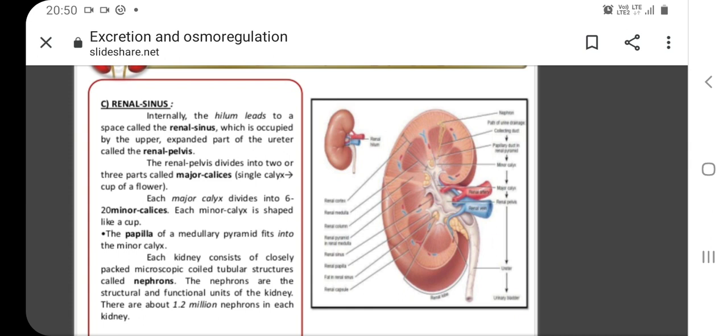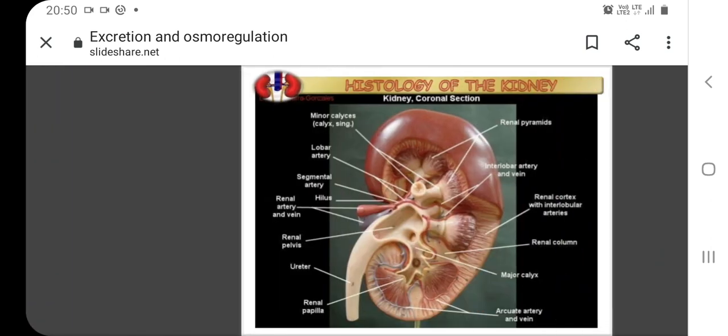Each kidney consists of closely packed microscopic coiled tubular structures called the nephrons. Nephrons are the structural and functional unit of kidney, and there are about 1.2 million nephrons in each kidney.